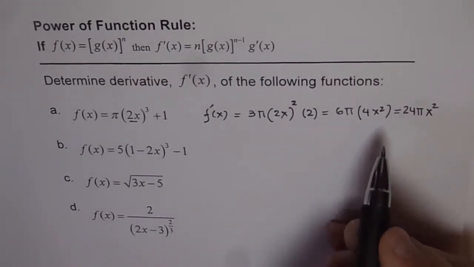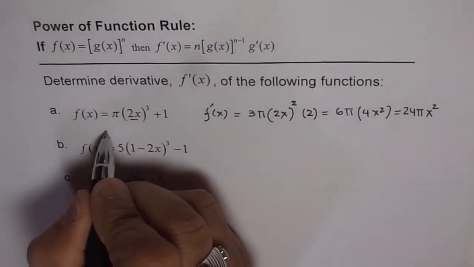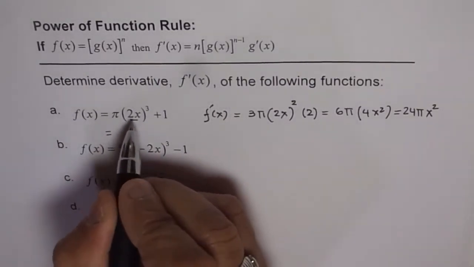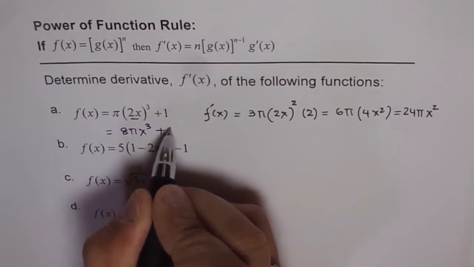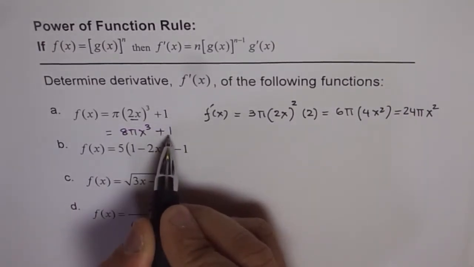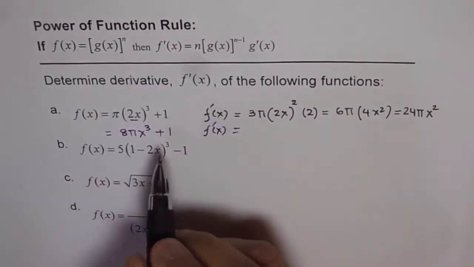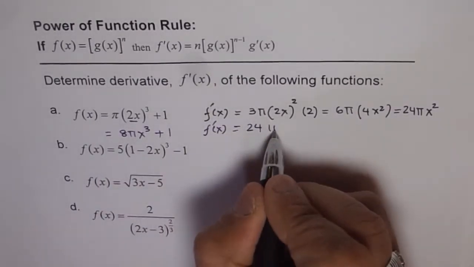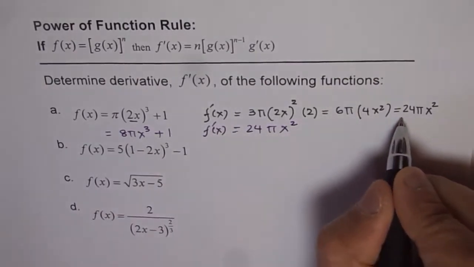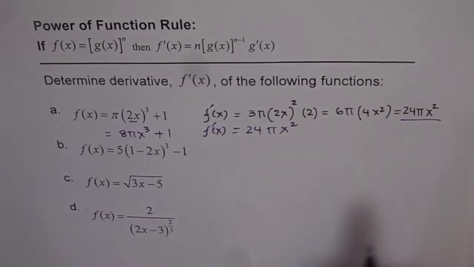Now you can check your answer here. If you first open this bracket, what do you get? f x as the cube of this, which is 8, so you get 8 pi x cube plus 1, right? Now the derivative of 1 is a constant, which is 0, therefore it was 0 here also, so we just didn't write anything. So f dash x will be 3 times 8, 24, pi is a constant, x squared, right? You see the same result, correct? So that is how the power of function rule works.